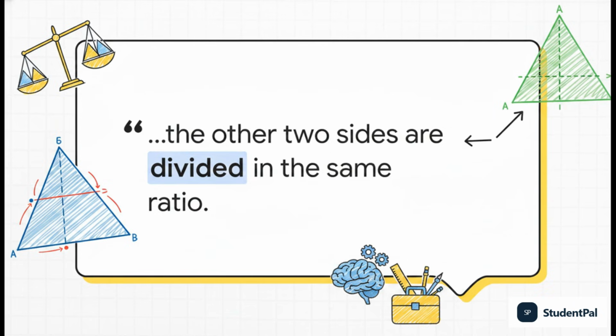I highly encourage you to lock this into your memory. It is the most powerful tool in your entire geometry toolkit. Whenever you see a line drawn parallel to a base inside a triangle, you immediately know those sides are sliced into equal proportions. And remember, the reverse is totally true too. If a line divides two sides in the same ratio, it simply must be parallel to the third side.